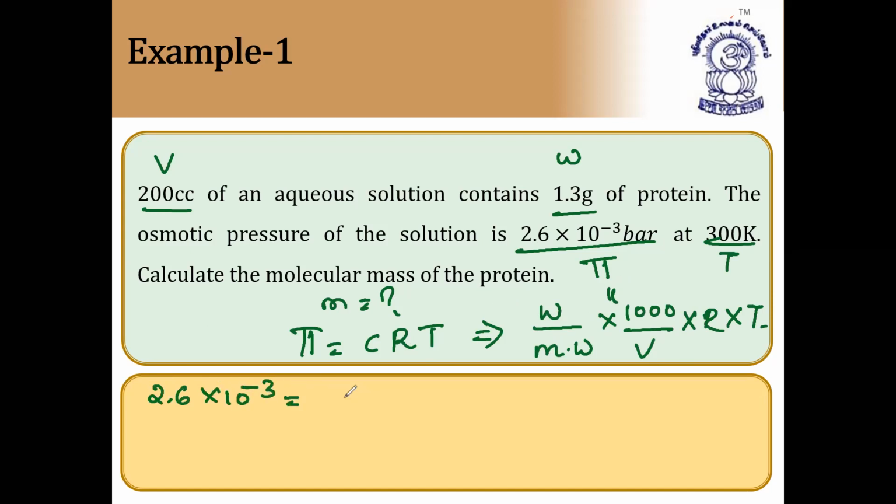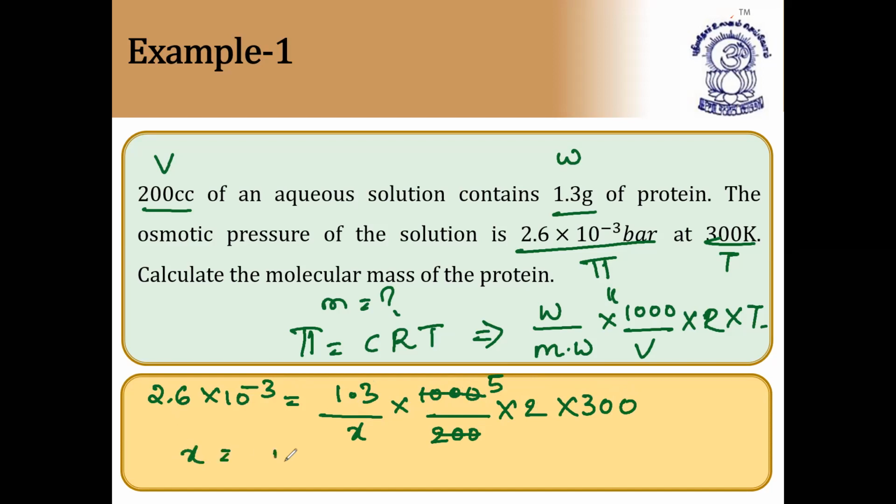So 2.6 × 10^-3 is equal to weight of solute, that is 1.3, that is protein weight, by X, we don't know the molecular weight of protein, into 1000 by volume, 200 ml, into R value is 2 because atmospheric pressure is given. So 1000 by 200 is 5. So now X is equal to 1.3 into 5 into 2 into 300. 5 into 2 is 10. 10 into 300 is 3000.